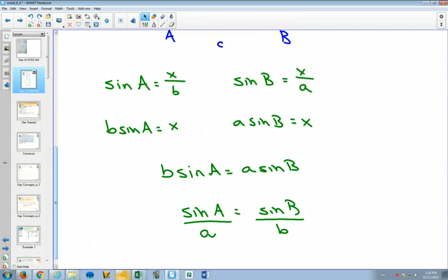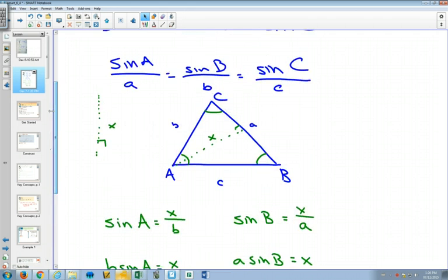It's just SOHCAHTOA and then rearranging to get rid of the side that you don't have. You never have that x. So you can work with it to prove the sine law, and then you don't need it anymore. And so what's nice about the sine law is it works even if your triangle isn't a right-angled triangle.